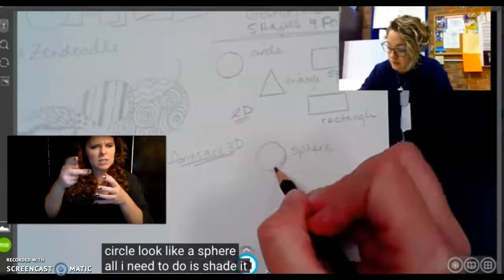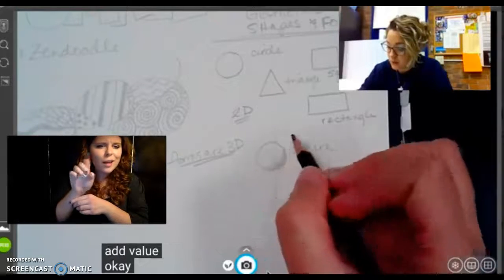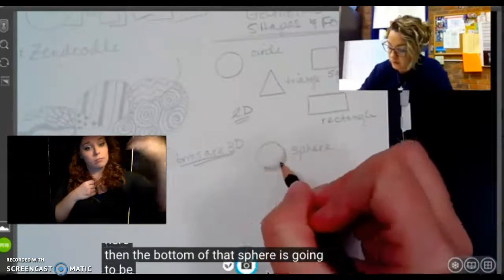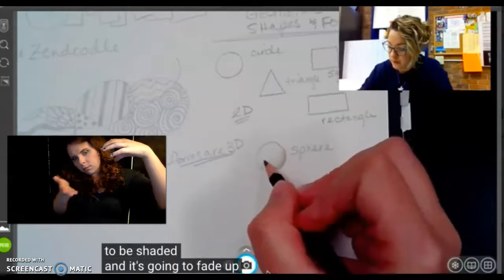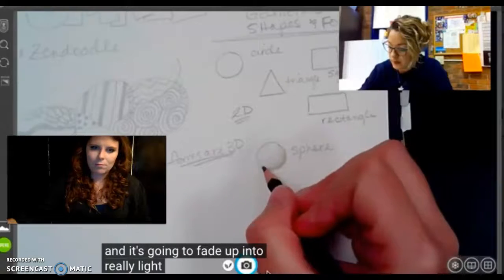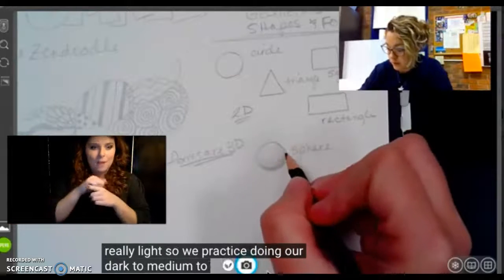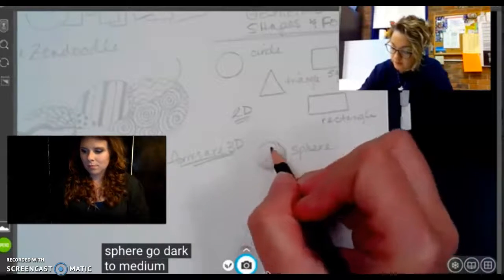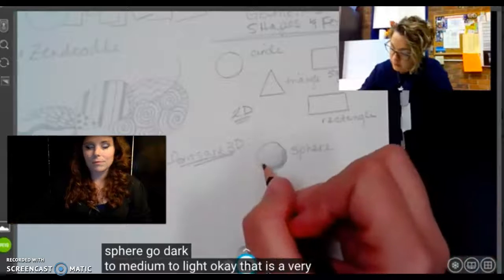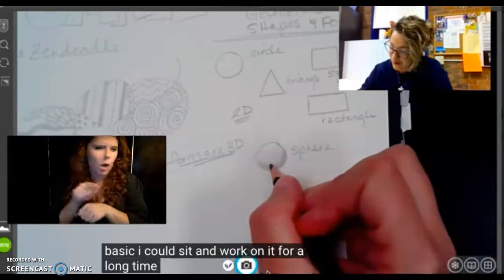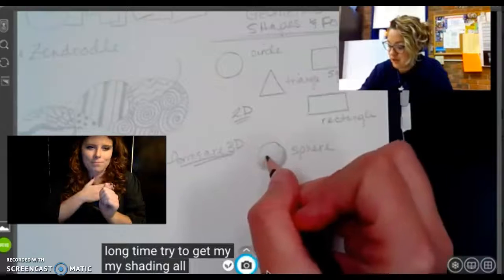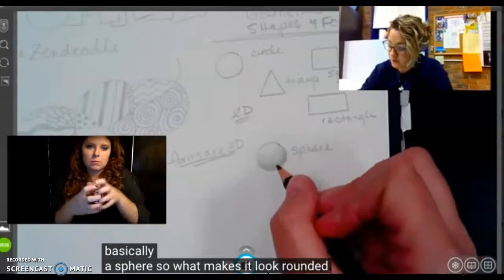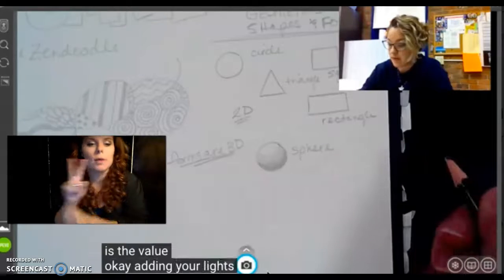All I need to do is shade it. I need to add value. So if my sunlight's coming from up here, then the bottom of that sphere is going to be shaded, and it's going to fade up into really light. So we practice doing our dark to medium to light. It's kind of the same thing on our sphere. Go dark to medium to light. That is very basic. I could sit and work on it for a long time, try to get my shading all evened out, but I'm not going to do that today. So that's basically a sphere. What makes it look rounded is the value. Adding your lights, mediums, and darks.